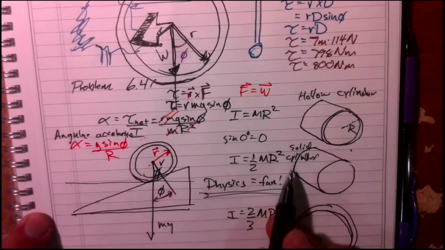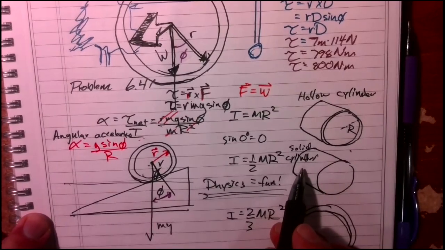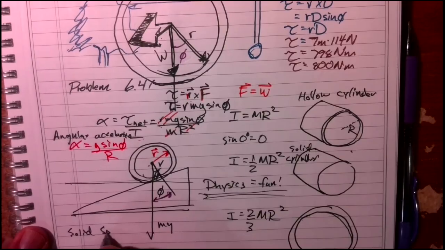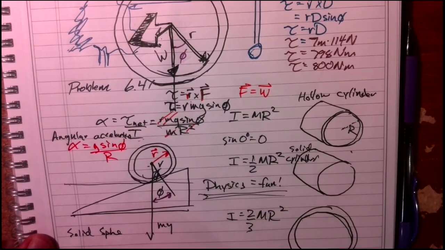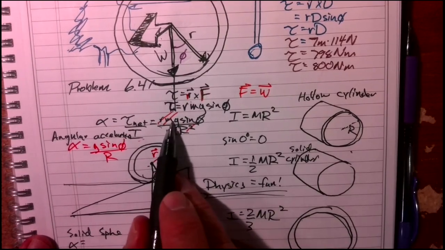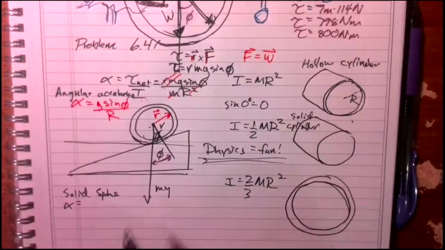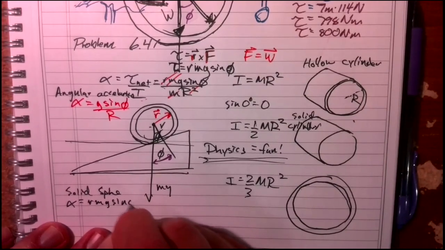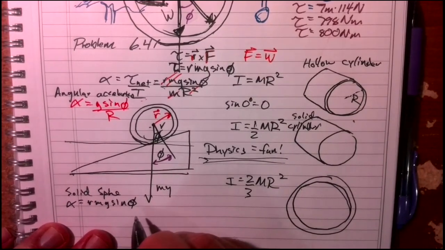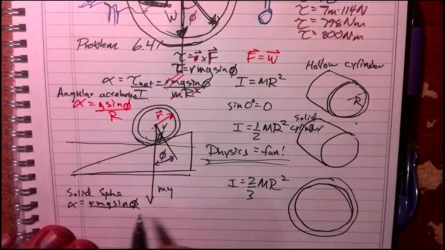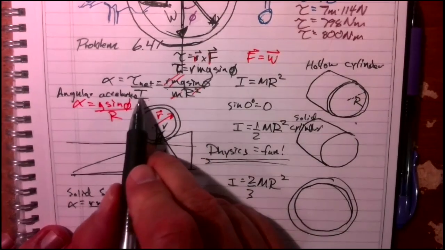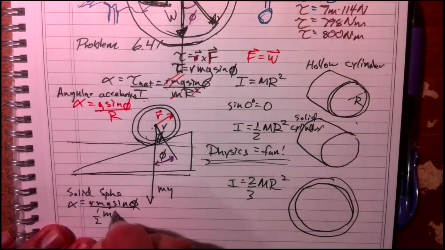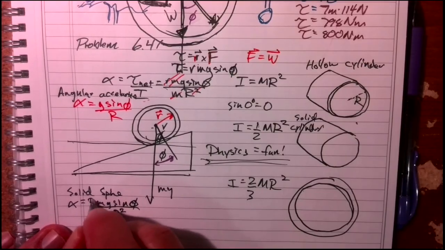Let's do a solid sphere now. All right, here's my solid sphere. I'm going to have alpha, and do the same thing right up here. I'm going to plug all this stuff in here. This is fun. R times M times G times sine of my angle phi. And now we're going to put in the moment of inertia I on the bottom. But now we have a 1/2 mR squared, and this is R here also.